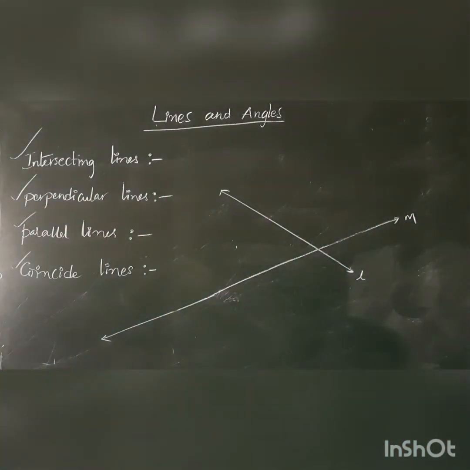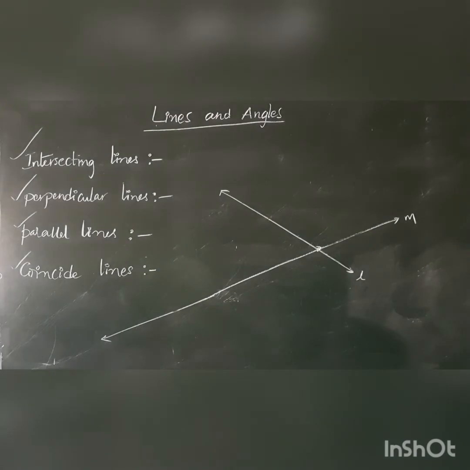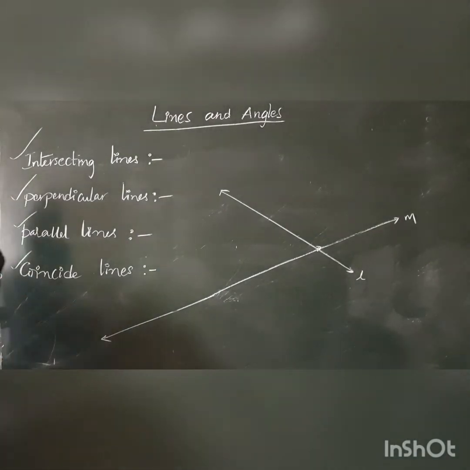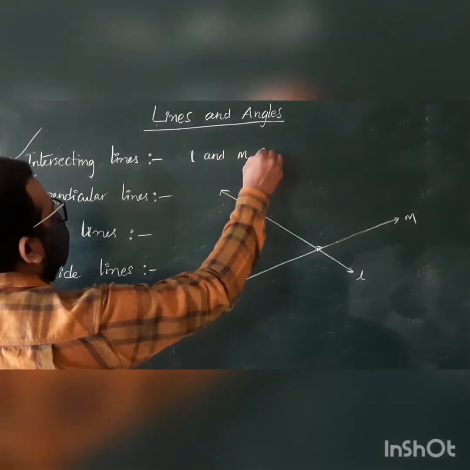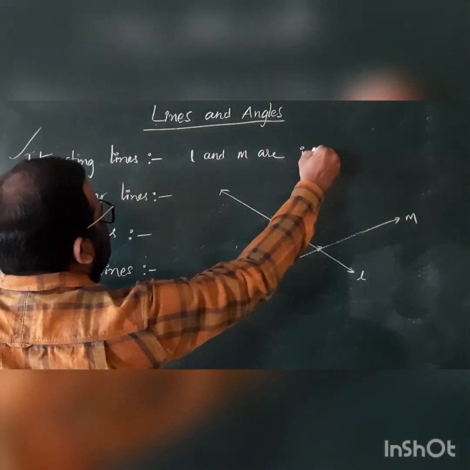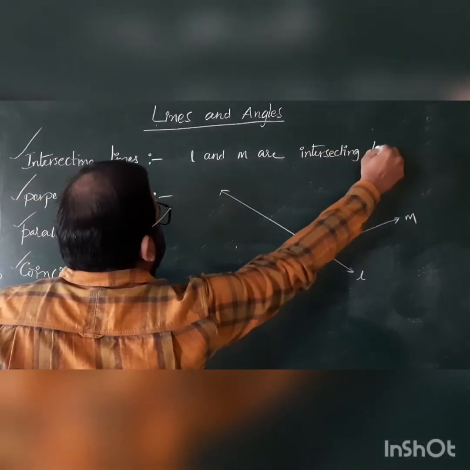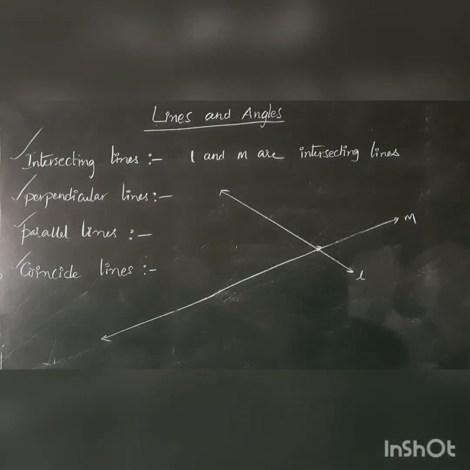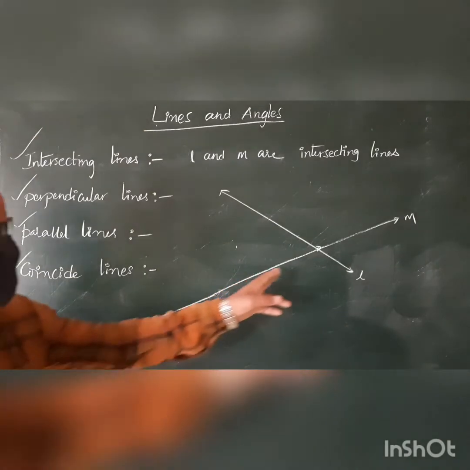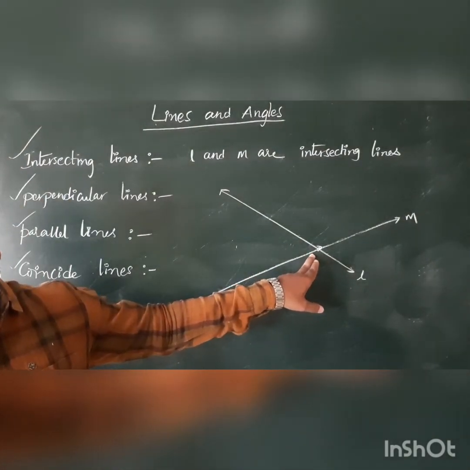That means you can see lines M and L intersect at one point. Intersect means touch each other at one point. So these two lines, L and M, are called intersecting lines. Why are they called intersecting lines? The two lines intersect at a point. Hence they are called intersecting lines.